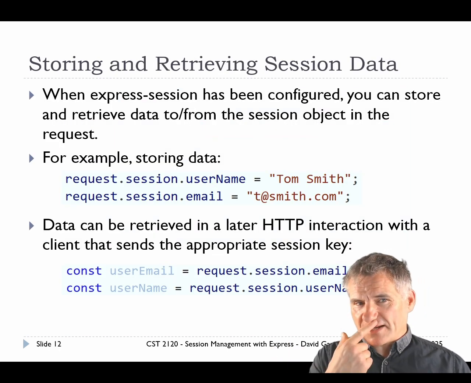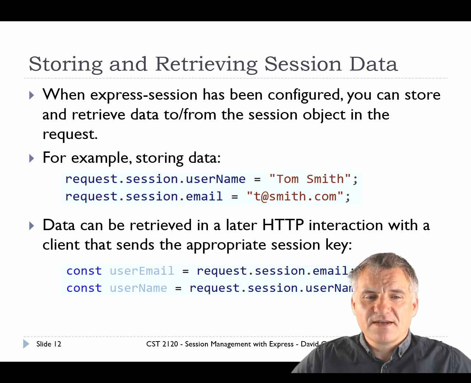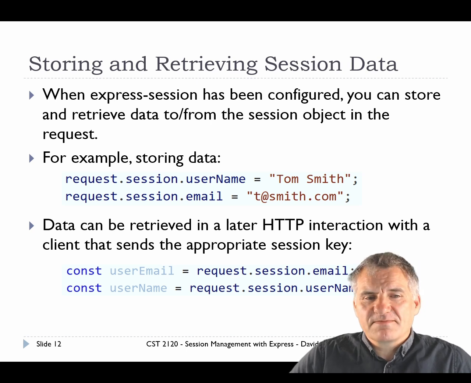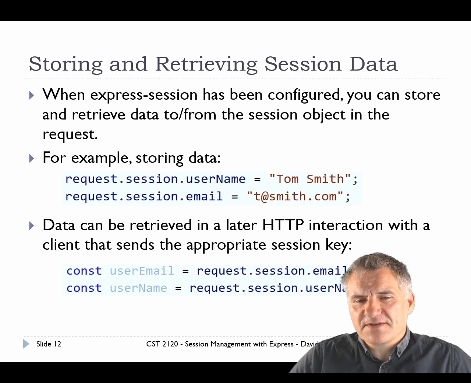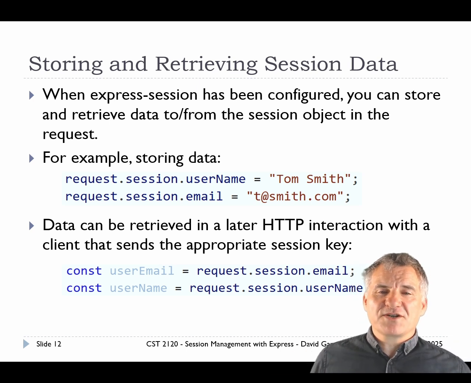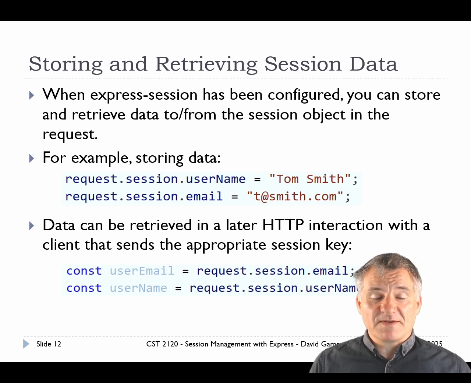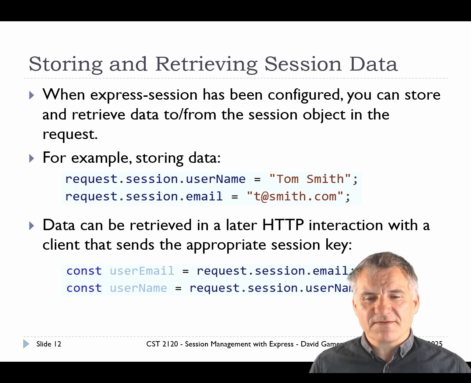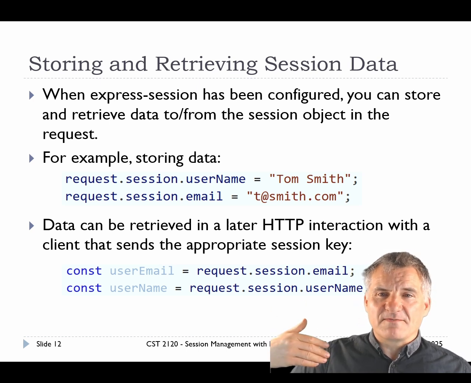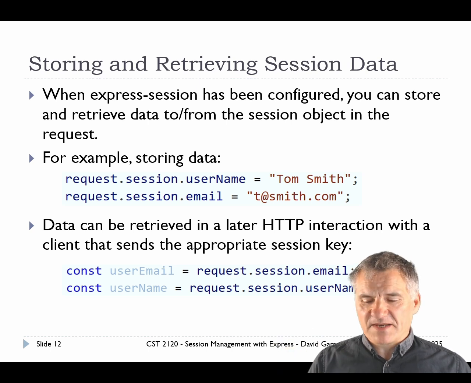So once you've configured express session, you can store and retrieve data to or from the session object. It's really easy. We've got request.session.username. We can stick a username in there, Tom Smith, put an email in there. And then the next interaction with the server, we can just retrieve this same data if it's been sent from the same client. For example, request.session.email, just like any ordinary JavaScript object, contains the email that we stored earlier. But if that request is sent from a different HTTP client without the cookie, it'll have null values or be completely empty.